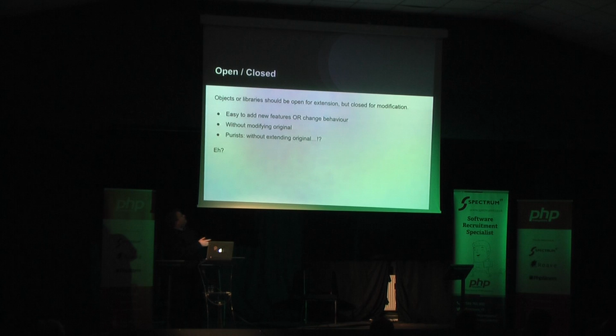This ties in with the next principle in SOLID, which is called open-closed. This states that objects and libraries should be open for extension but closed for modification. That basically means it makes it easy to add new features or change the behavior without modifying the original. And then this last point is quite interesting. The purists who adopt this principle even say that you shouldn't extend the original code. And it's like, well, how can I modify the behavior if I can't change it or extend it? That's crazy. How do I do that? Has anybody got any thoughts on how that happens?